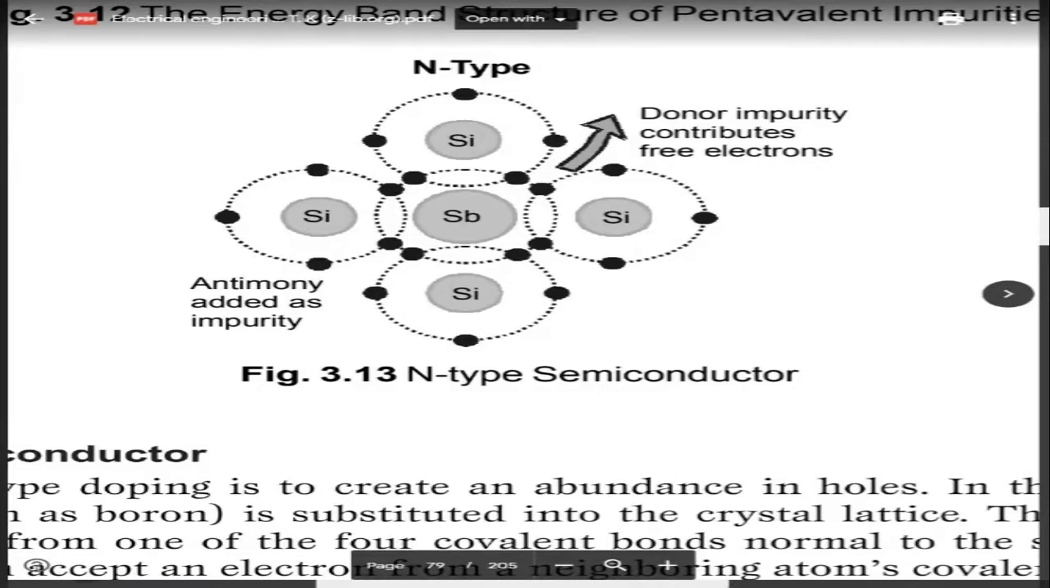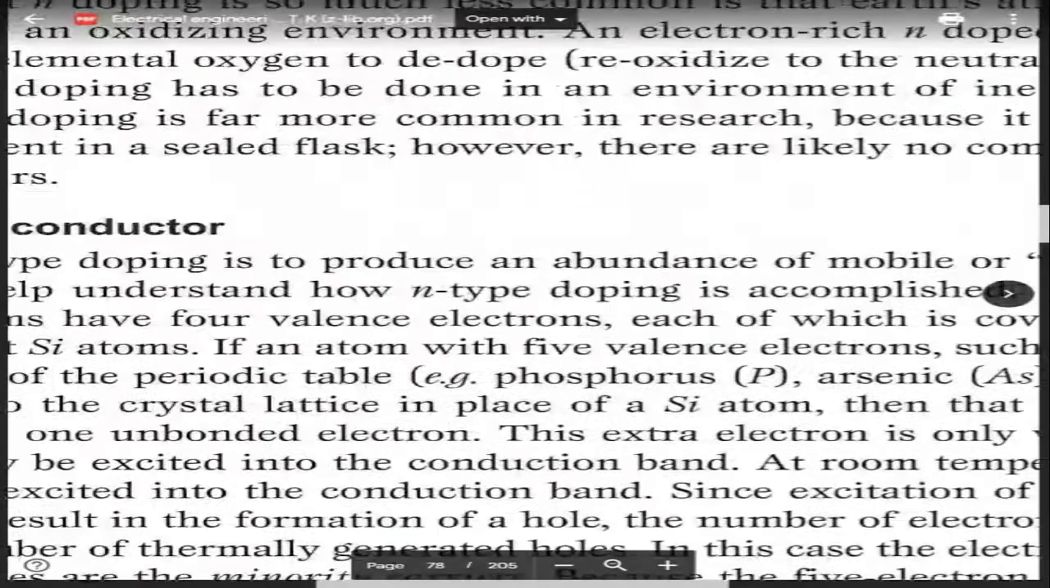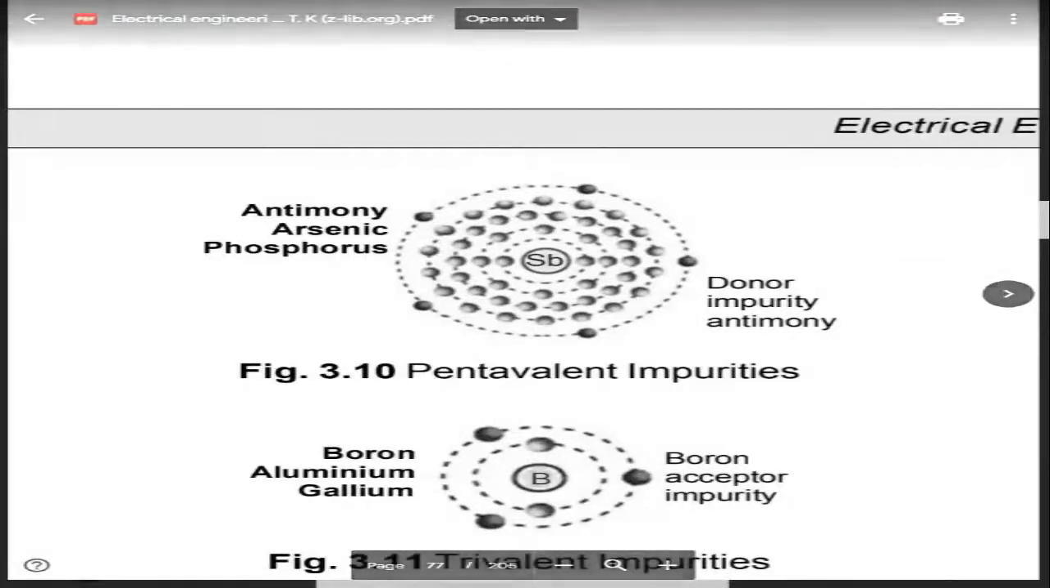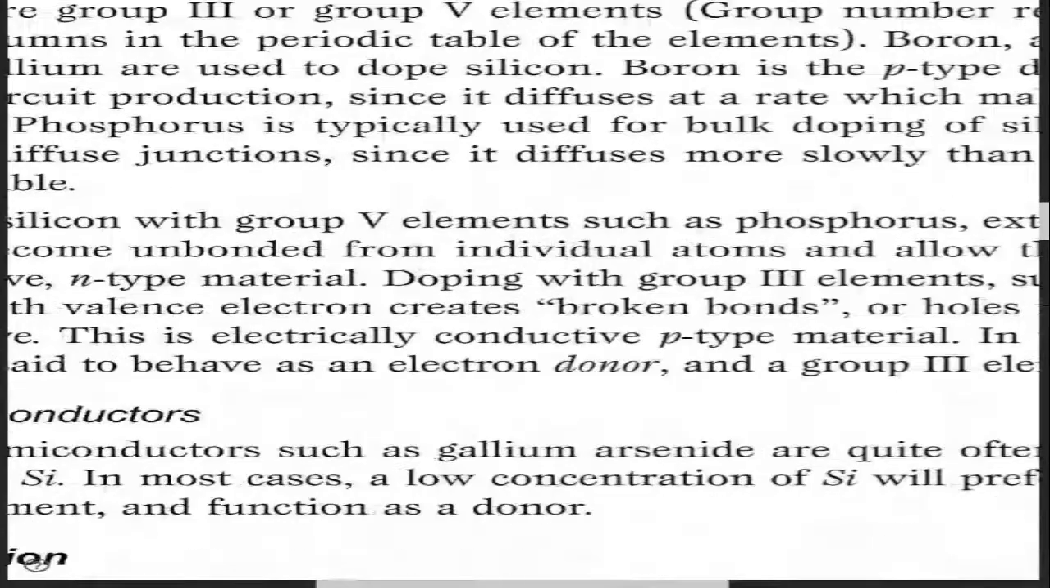Now donor impurity is contributing the free electron. Now how is it possible? Because in the silicon you have 4 electrons in the outermost orbit, and Sb has another 5, 1, 2, 3, 4, total 5. We have seen earlier, right? Here we saw it. We have 5 electrons which you have drawn also.